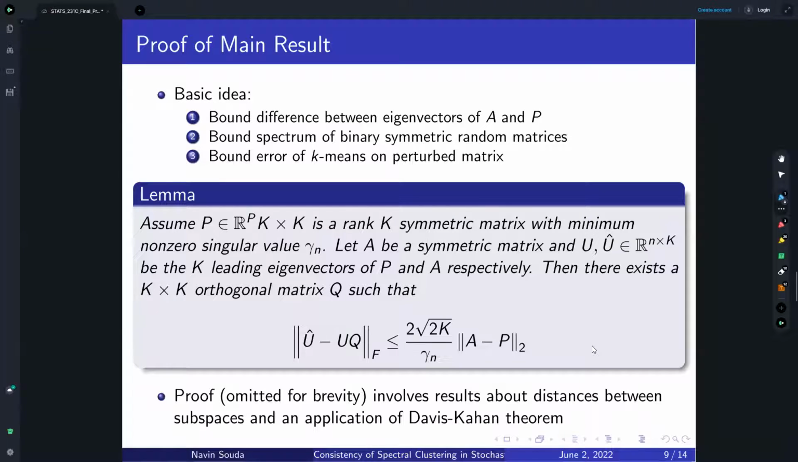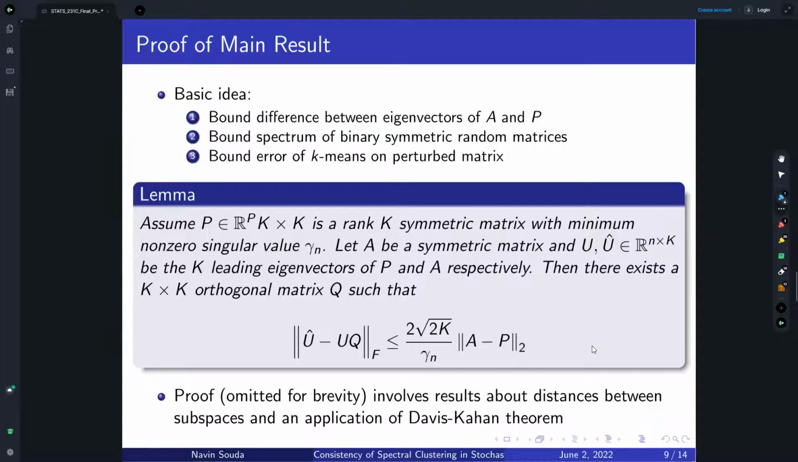So to prove the main result, there are 3 main things that we're going to want to do. The first thing is that we're going to want to bound the difference between the eigenvectors of A and P. The second thing is we're going to bound the spectrum of binary symmetric random matrices, which is what A is. To be a little more specific, we're actually going to bound the difference of those matrices and their expectation. And then the last thing we're going to do is talk a bit about how to bound the error of k-means on some sort of perturbation of a matrix.